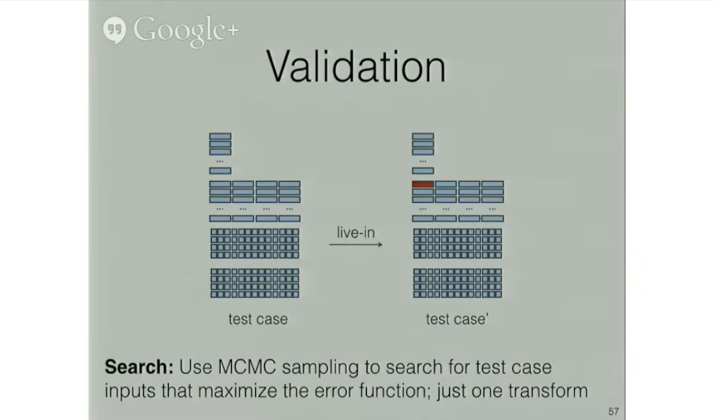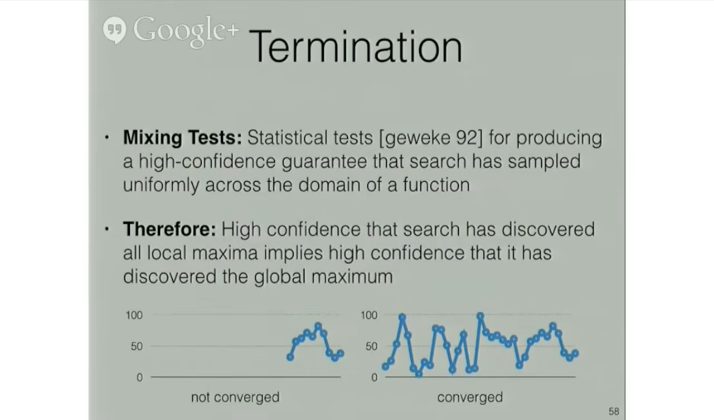Now, there's a new problem here, which is the question of when to terminate search. It turns out there are several well-known methods for checking whether a sequence of samples has uniformly explored the entire domain of a function, as I've suggested in the figure on the right here, as opposed to the one on the left. And if these tests pass, what that means is we can be relatively confident that MCMC sampling has discovered all of the local maxima of that function, because it's explored the entire domain, and we know it takes the majority of its samples from points that produce the largest values. And if we can claim with high confidence that we visited all of the local maxima of the error function, then I can also claim to you with relatively high confidence that we visited the global maximum.